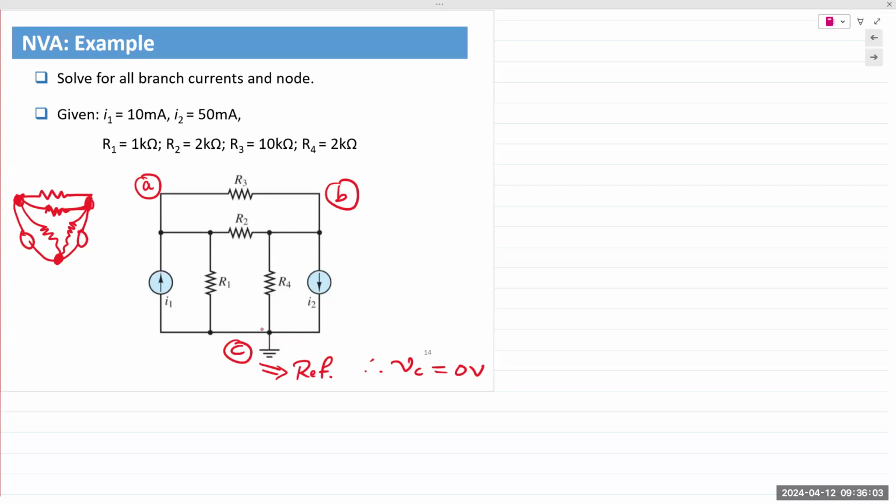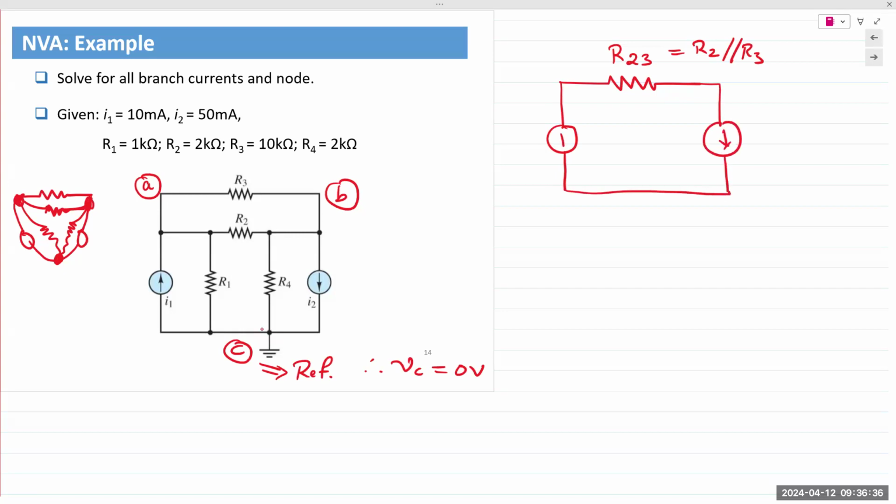So since we spoke about combining the resistors, let's go ahead and do that. Let me draw it out here. And I will call this R23. Keep things simple in that sense. It's a combination of 2 and 3 in parallel, so it's R2 in parallel with R3. I have a current source going up, I have a current source coming down, and they're all connected together at the end.